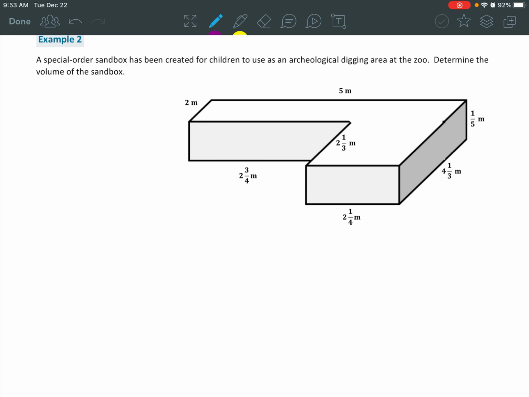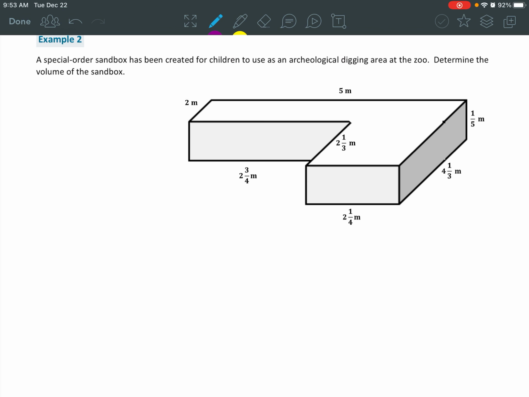Okay, now we have a special order sandbox for the archaeology digging area at the zoo. Determine the volume of this. Okay, so remember when we were cutting shapes on a coordinate grid, or not even necessarily on a coordinate plane, but we were cutting shapes to find the area when we had weird shapes? We are going to be doing that exact same thing here.